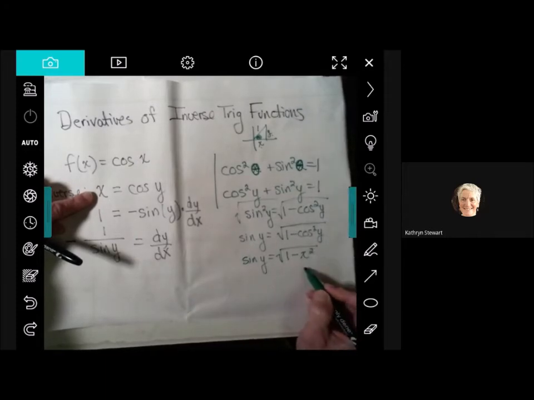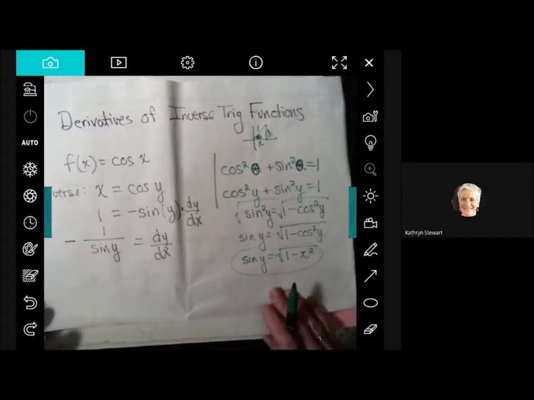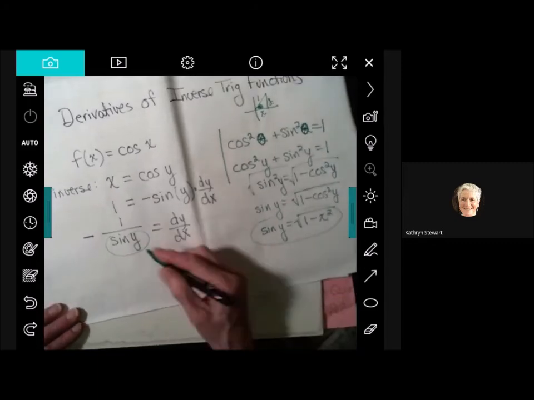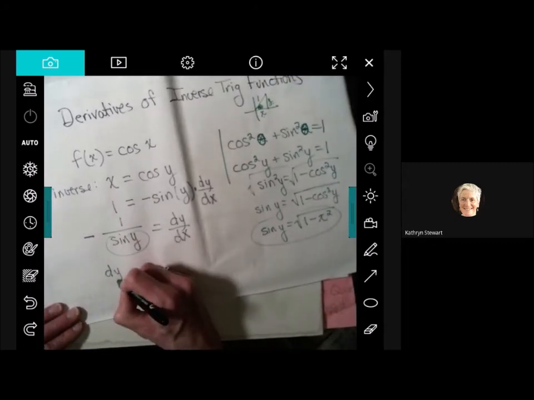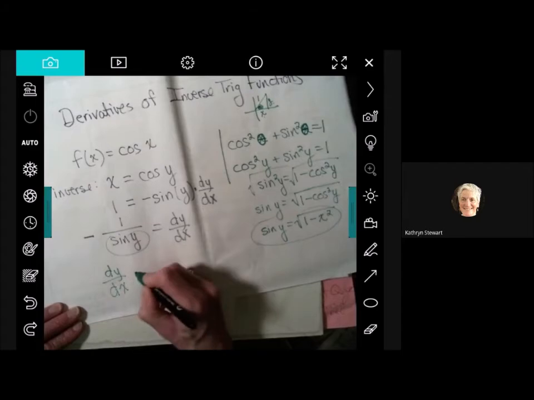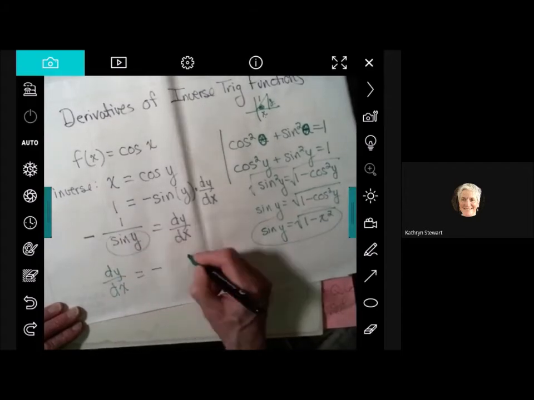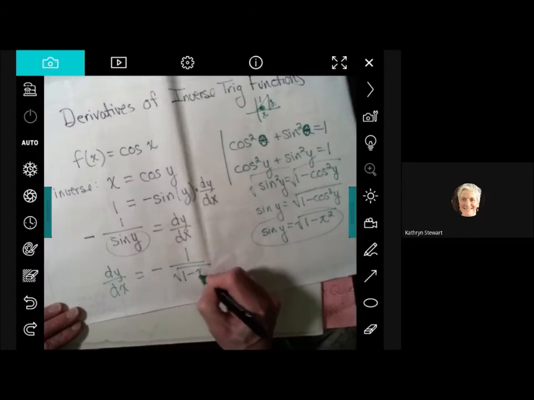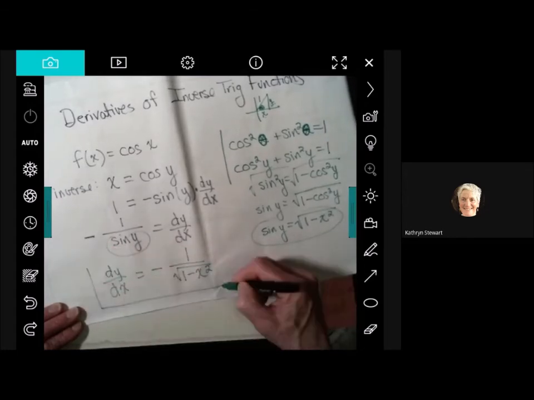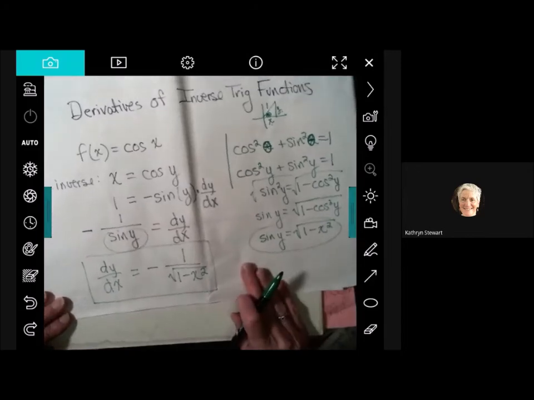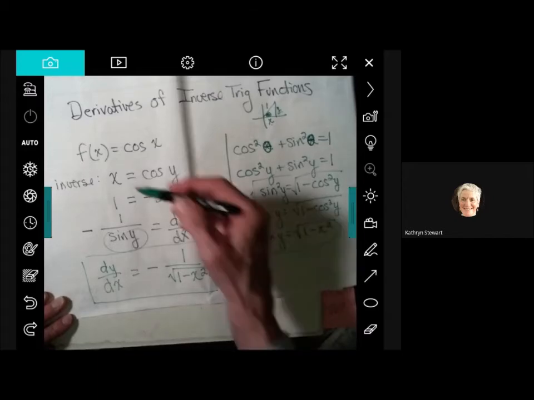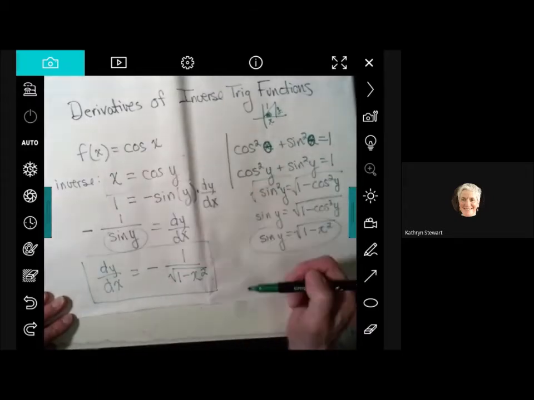Holy cow. Oh my goodness. Well, if that's the case, then I can replace this sine of y with that expression. And I have dy dx equals, don't forget that negative, 1 over the square root of 1 minus x squared. We just derived a cool rule that allows you to take the derivative of inverse cosine.